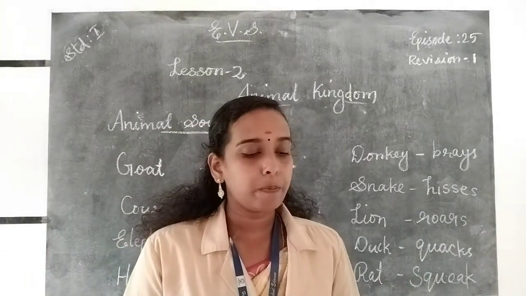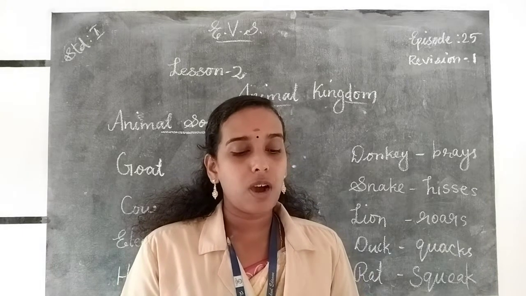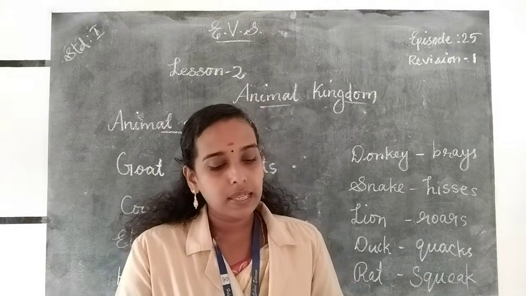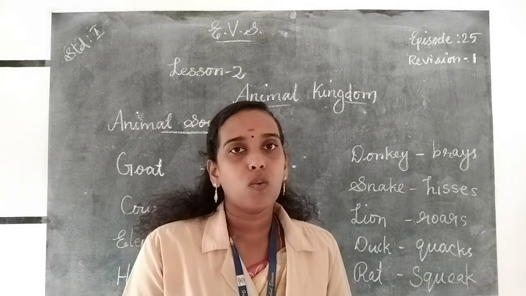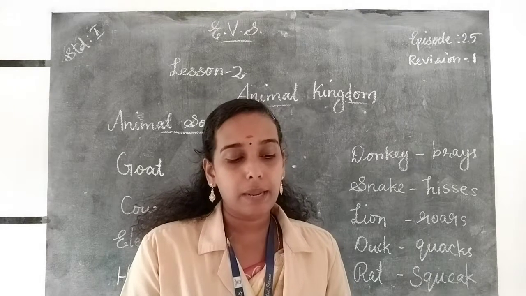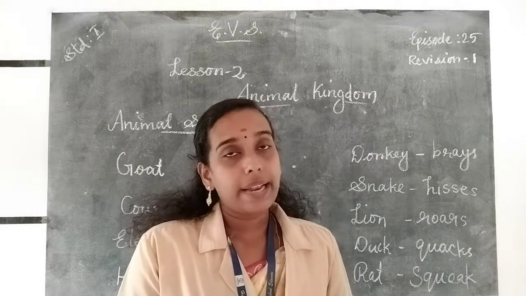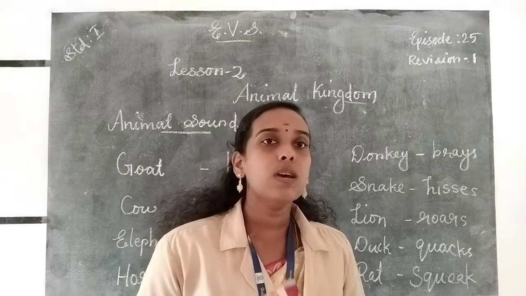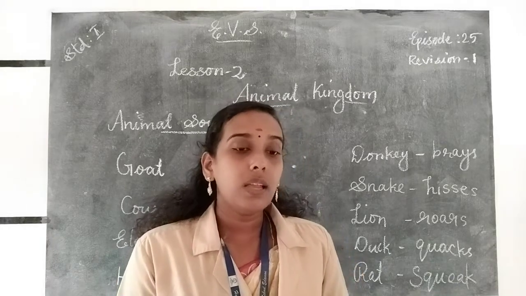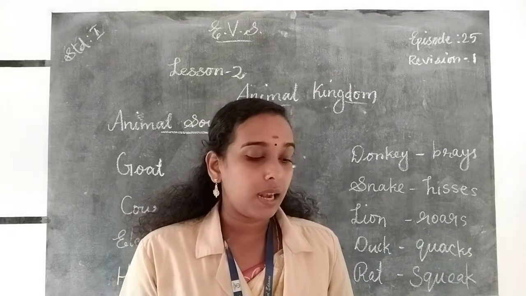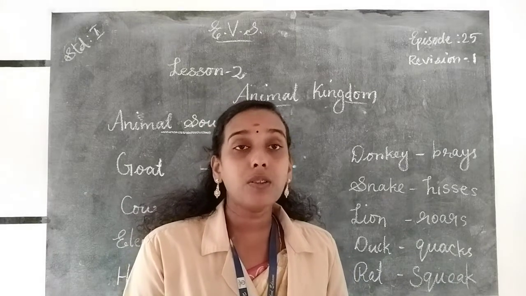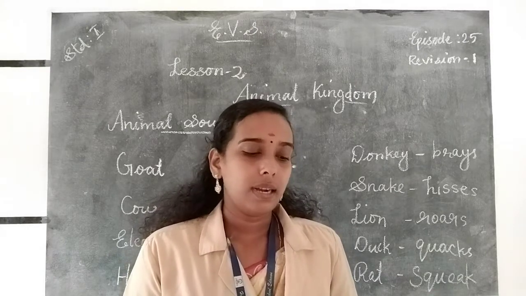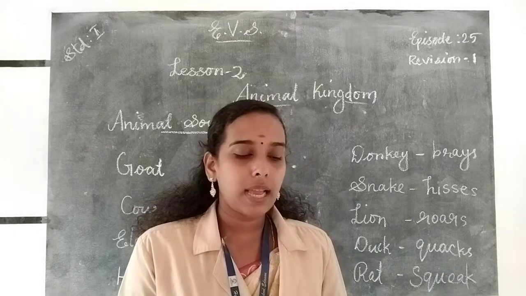First question, which of these animals are found in jungles? The options are pet animals, domestic animals, wild animals. The animals that are found in forest or jungles are called wild animals. So the answer is wild animals. Then which one of these is a pet animal? Pet animals live with us as a part of our family, and the options are bear, cat, deer.